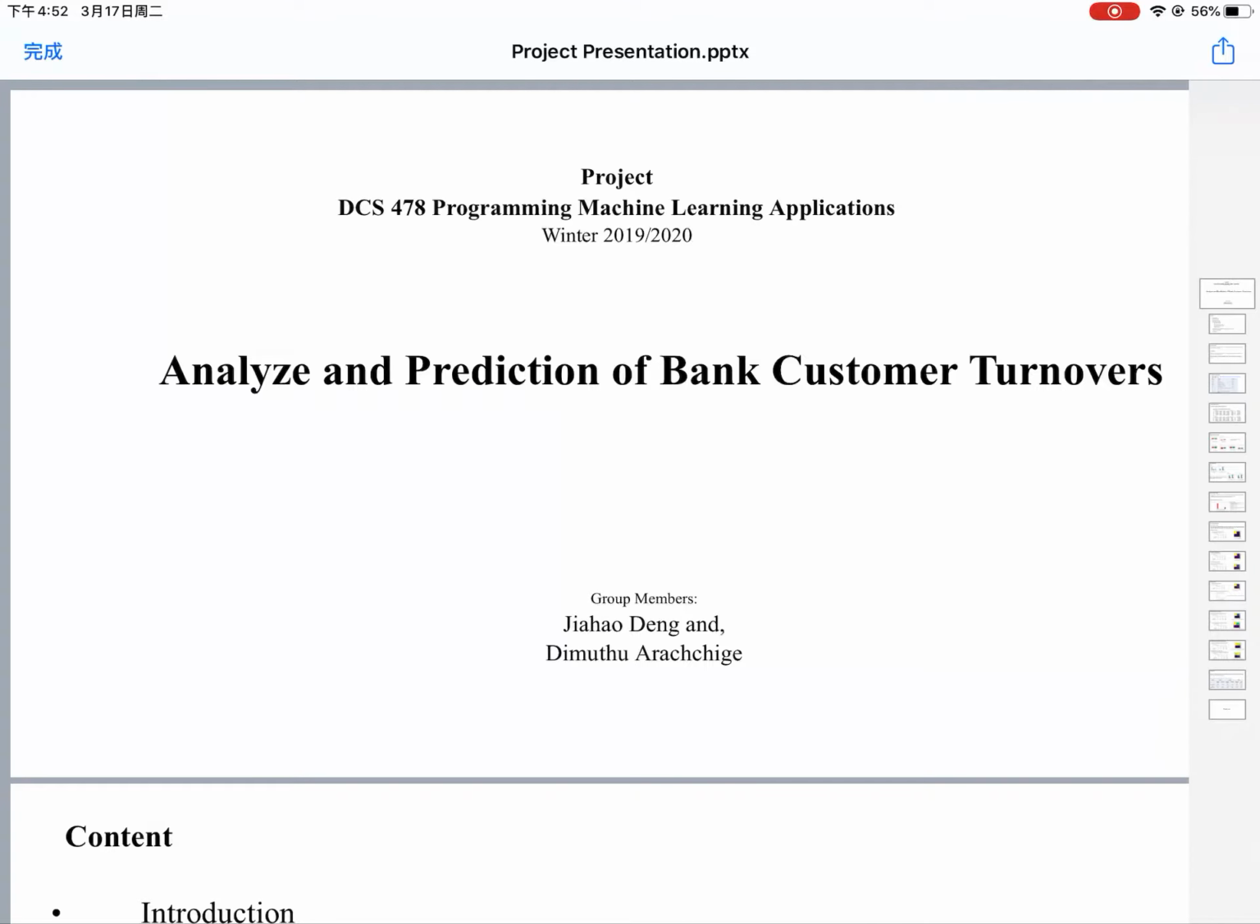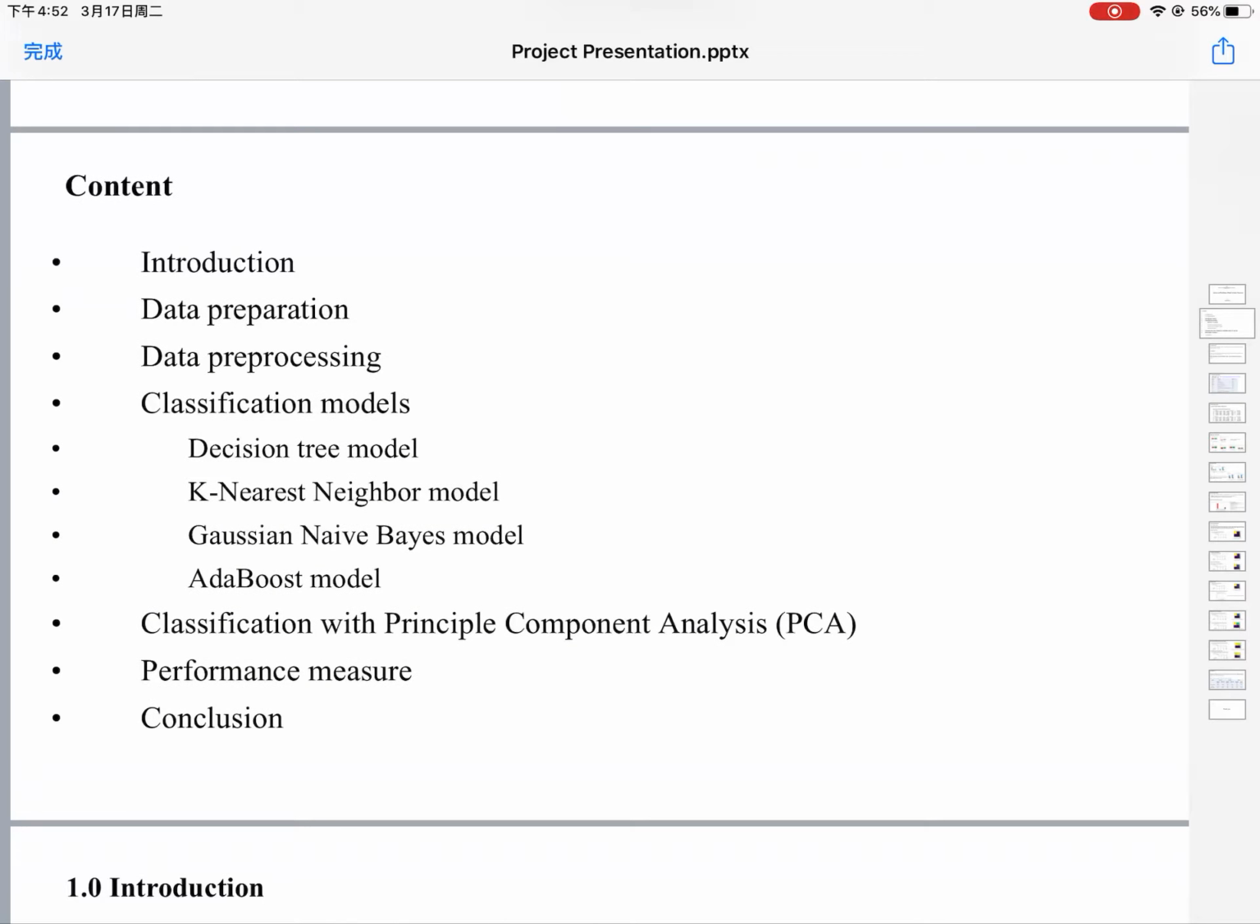Our project is about analysis and prediction of bank customer turnover. Today we will align our presentation into introduction, data preparation, pre-processing, classification models, classification with the PCA, performance measure, and finally the conclusion.